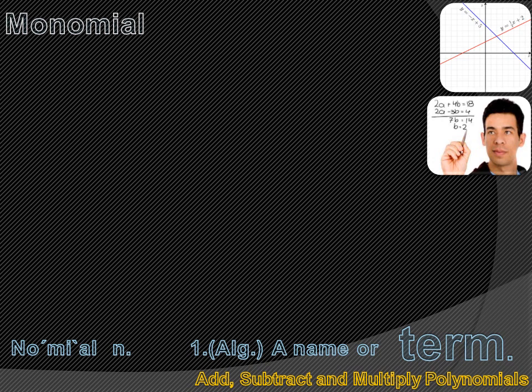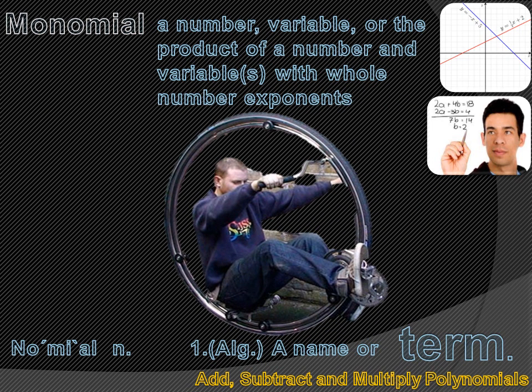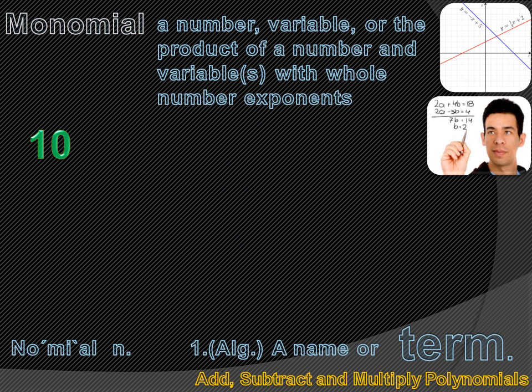For instance, a monomial. A monomial means a number, a variable, or the product of a number and a variable with whole number exponents. Think of it like a monocycle. A monocycle has one wheel, and a monomial is going to have one term. 10, that's a monomial, it's just a number. 5x is also a monomial. That's the product of a number and a variable.